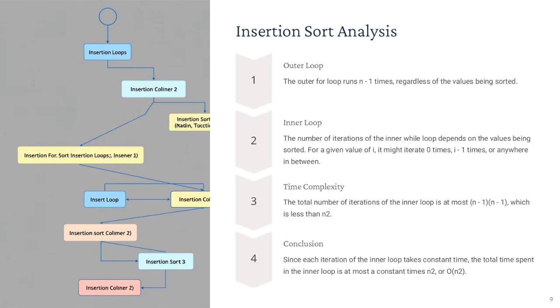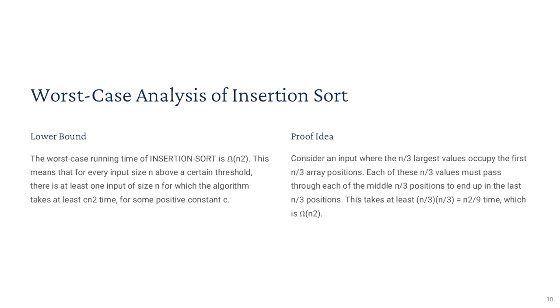This analysis emphasizes the importance of understanding loop interactions and scaling when evaluating algorithms, providing critical insights into their behavior under various conditions. The worst-case analysis of insertion sort reveals its limitations for large datasets. Its running time is Omega(n squared), meaning that for sufficiently large inputs, there exists at least one input configuration requiring at least cn squared operations, where c is a positive constant.